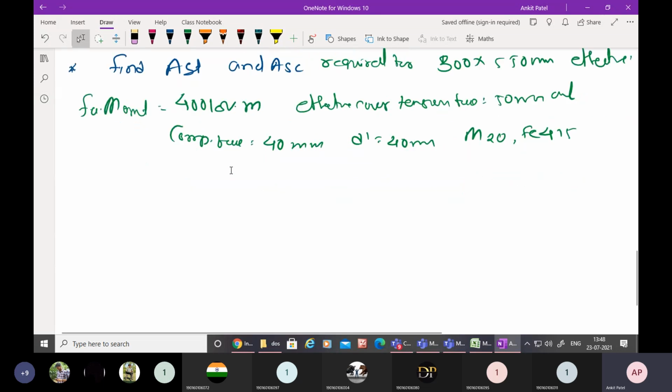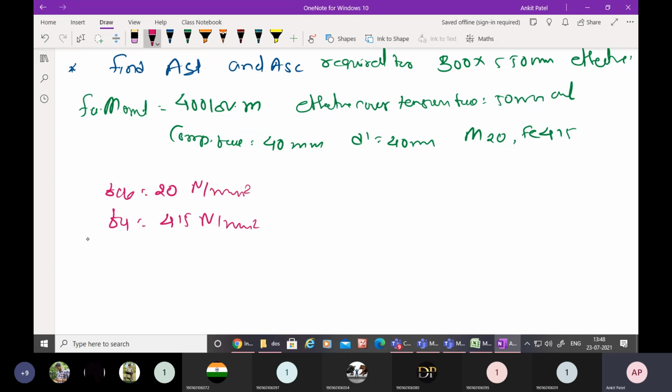So let's summarize all of the data. FCK is equal to 20, Fy is equal to 415 Newton per mm square. This is also in Newton per mm square. Now d dash is equal to 40 mm. Another thing, b is equal to 300 mm, and small d is also given, that is 550 mm, because this one is effective. So d is 550 mm.